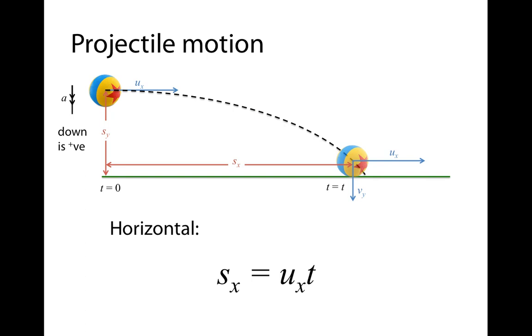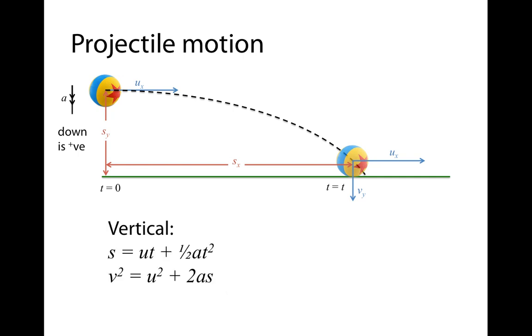Horizontal is pretty simple. As I've said, displacement equals velocity times time. The horizontal component of velocity, ux, is constant, so we just multiply by time. Well, how do we find time? We can look at that in a minute, because there we have to look at the vertical velocity. s equals ut plus half at squared. Again, just another equation of constant acceleration. v squared equals u squared plus 2as. And we can use these equations, simplified by the fact that in this case, u is uy, the vertical velocity, which starts off as 0.